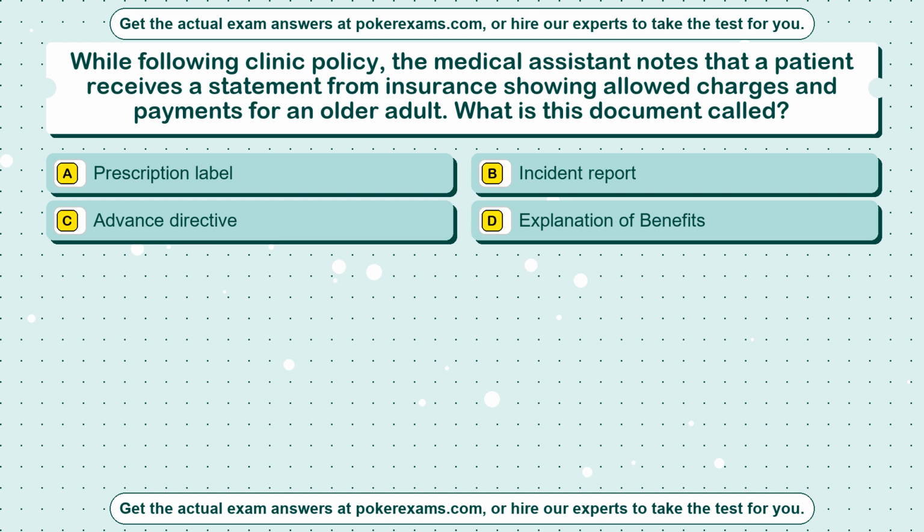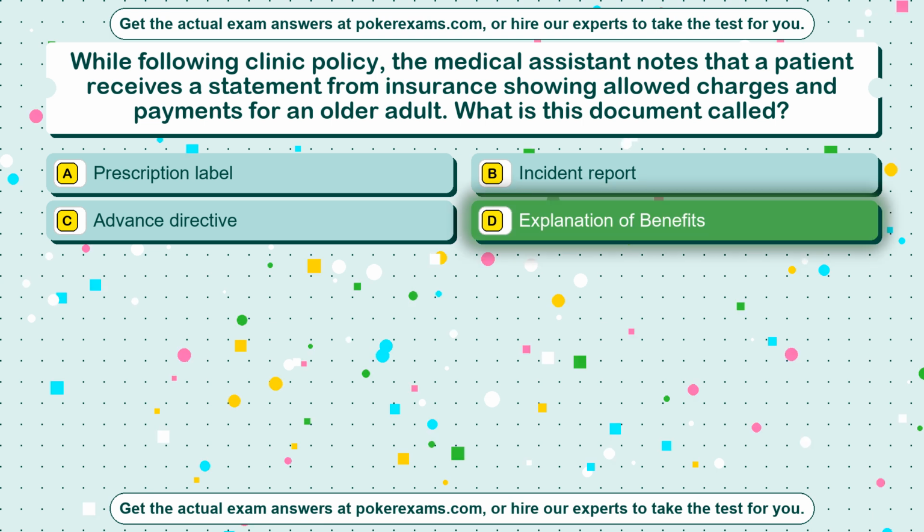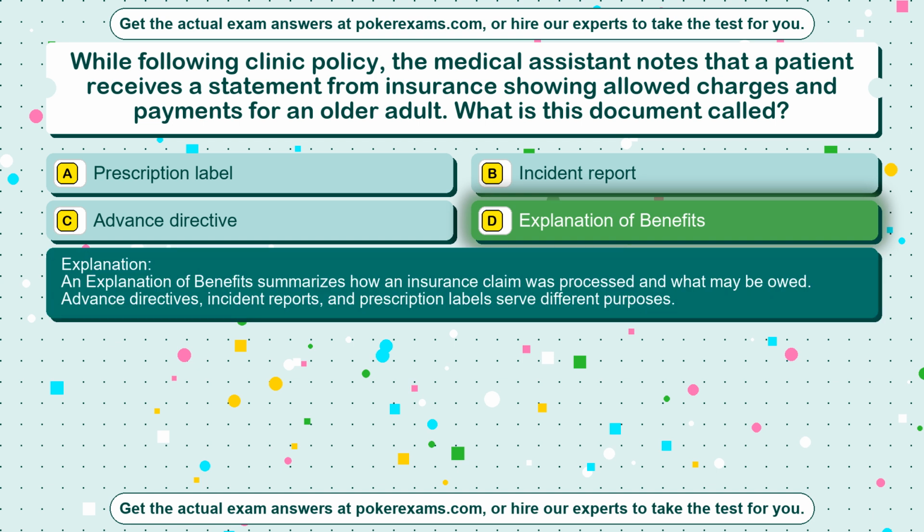Question 66. While following clinic policy, the medical assistant notes that a patient receives a statement from insurance showing allowed charges and payments for an older adult. What is this document called? Option A, prescription label. Option B, incident report. Option C, advance directive. Option D, explanation of benefits. The correct answer is option D, explanation of benefits. An explanation of benefits summarizes how an insurance claim was processed and what may be owed. Advance directives, incident reports, and prescription labels serve different purposes.